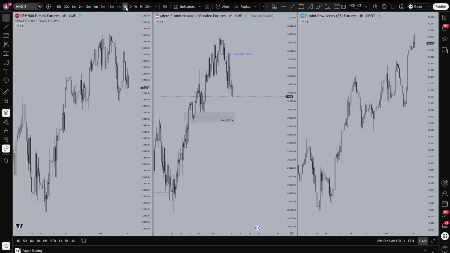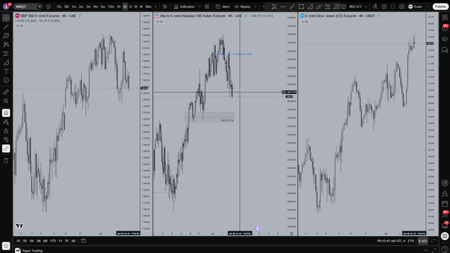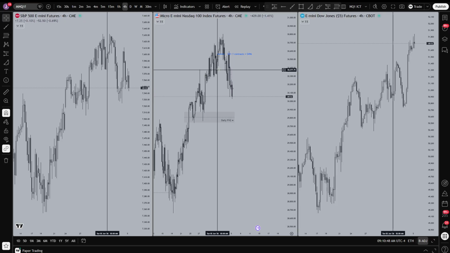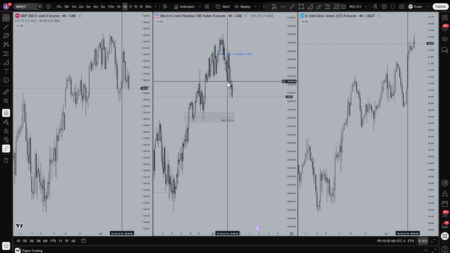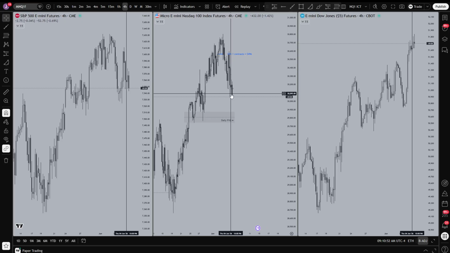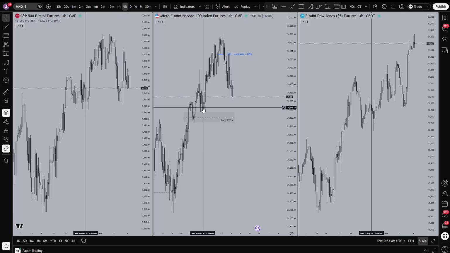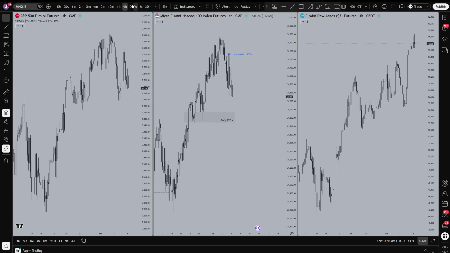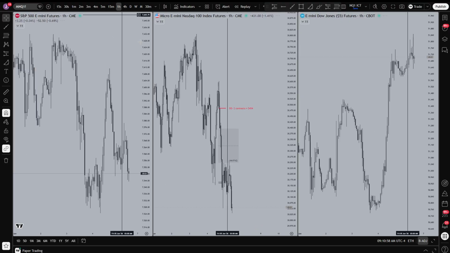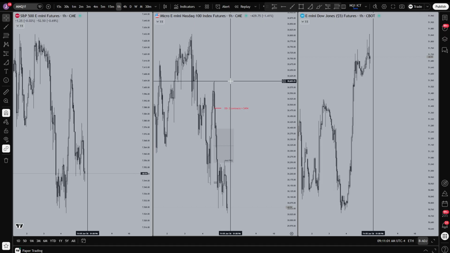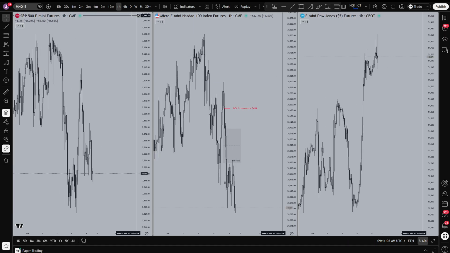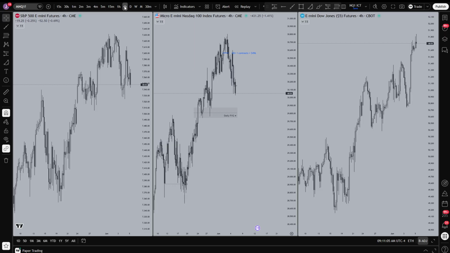Alright, 4 hour. So 4 hour on ES and NQ are pretty misaligned. We do have a pretty big SMT at the lows. So 4 hour has a nice SMT at the lows. 1 hour NQ definitely looks a lot weaker than ES. We are still inside of a 4 hour as well.